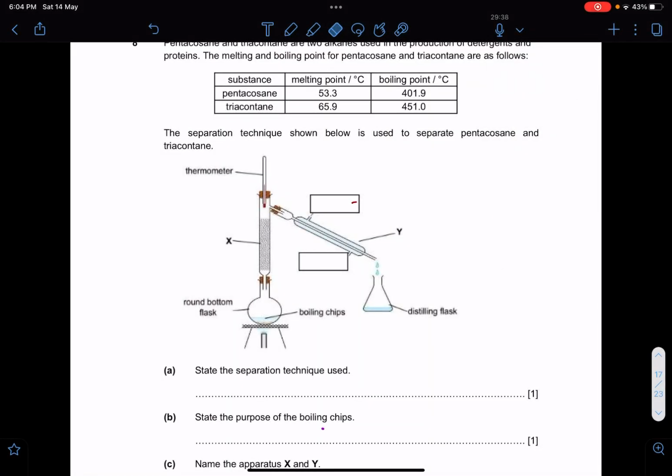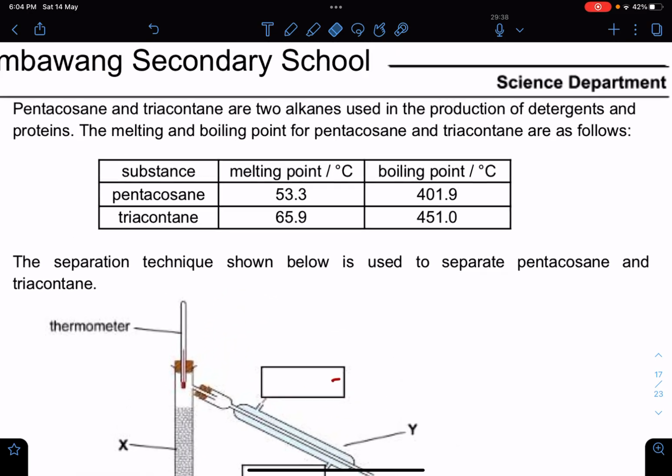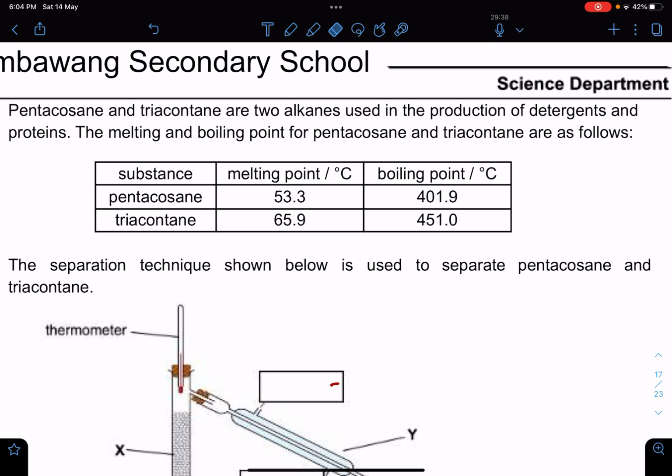Alright, we'll be using this question to study the separation technique called fractional distillation. So the question says that pentacosane and triacontane are two alkanes that are used in the production of detergents and proteins. We don't necessarily need to know what these two substances are, but the question gives us important information like their melting point and boiling point.